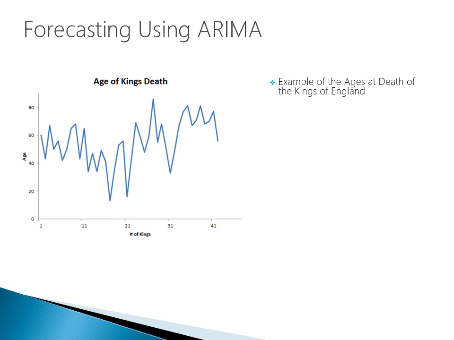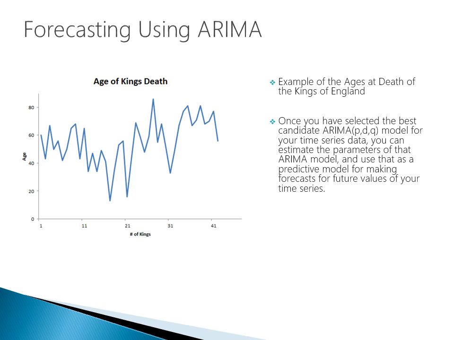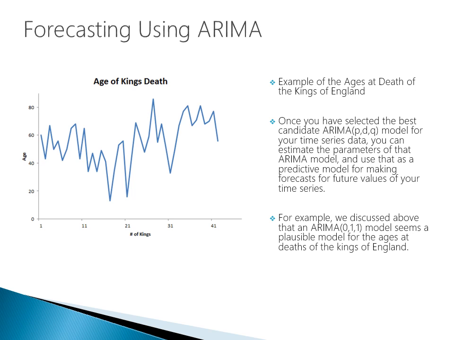Now we're going to get into some examples of forecasting using ARIMA models. So let's go back and take a look at our example of the ages at death of the kings of England. Once we've selected the best candidate ARIMA(p,d,q) model for our time series data, we can estimate the parameters of the ARIMA model and then use that as the basis for our predictive model to create our forecasts. For example, we discussed that an ARIMA(0,1,1) model seems a plausible model for ages at death of the kings of England.